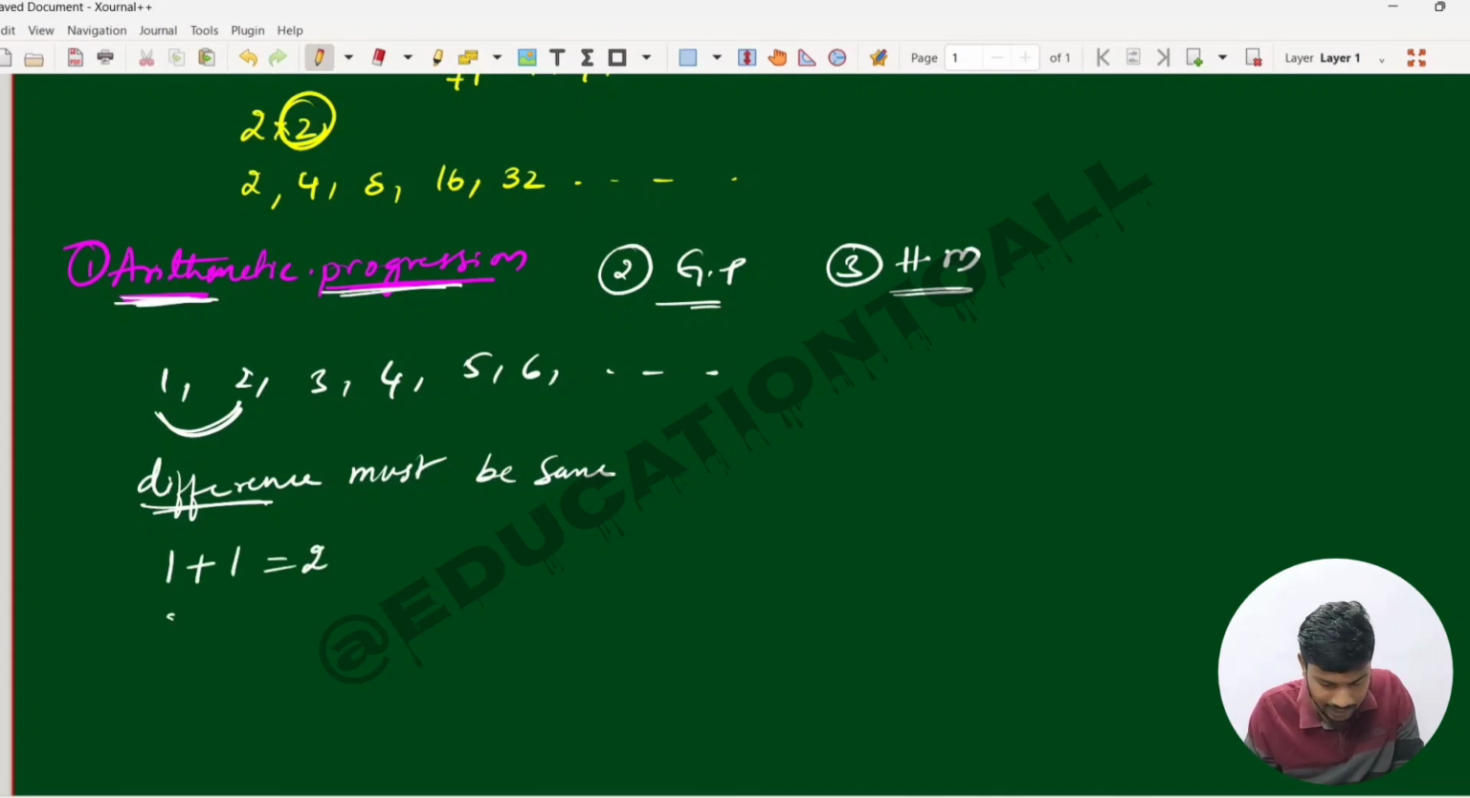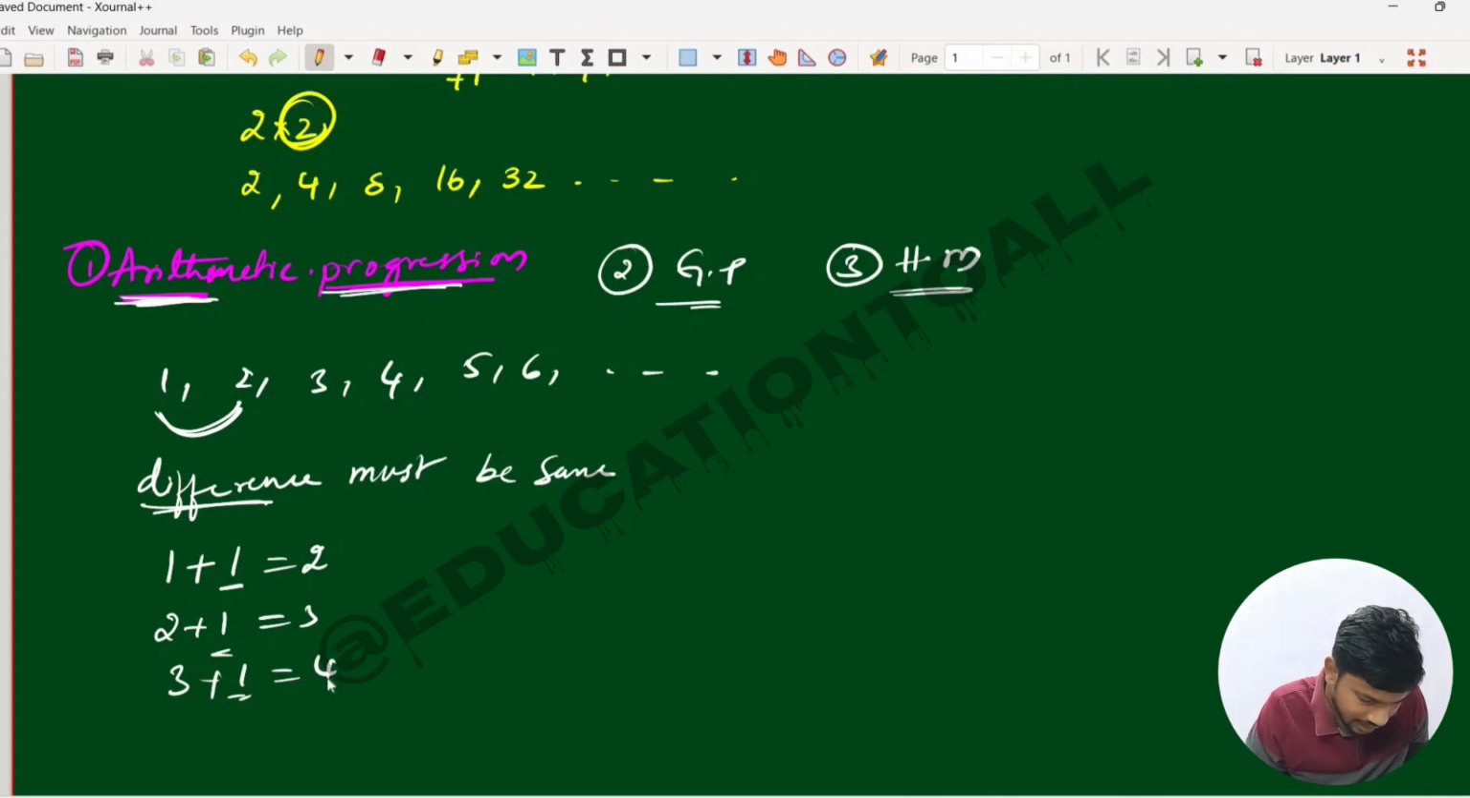If 1 is the first term, I add 1, so I get 2. For the 2 I add 1, I get 3. For 3 I add 1 more, I get 4, which means the same constant we are adding continuously for the next and next numbers, and we are getting the next number. So then I can say it has a constant difference. It's the same difference between any two consecutive numbers. Then that progression is called arithmetic progression.